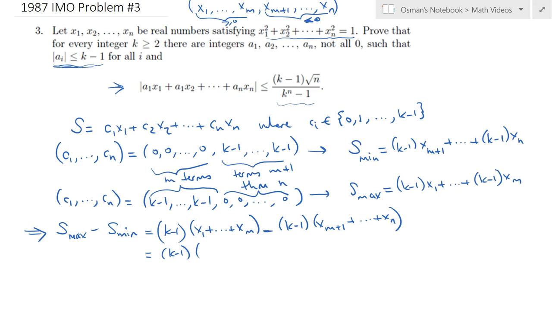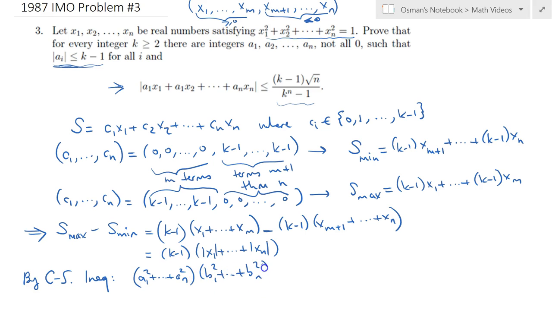As a result, I can rewrite this whole thing as x sub 1 plus all the way to x sub n in absolute values. Now at this moment, I would like to utilize the Cauchy-Schwarz inequality. So by the Cauchy-Schwarz inequality, notice that a1 squared all the way to an squared times b1 squared all the way to b sub n squared is greater than or equal to a sub 1 b sub 1 all the way to a sub n b sub n, squared.